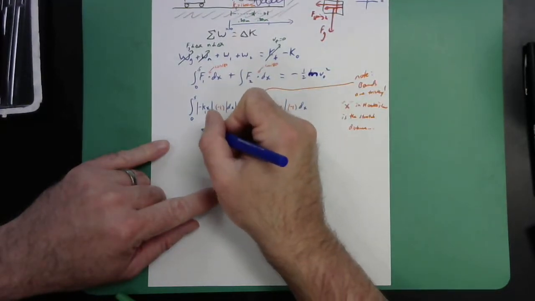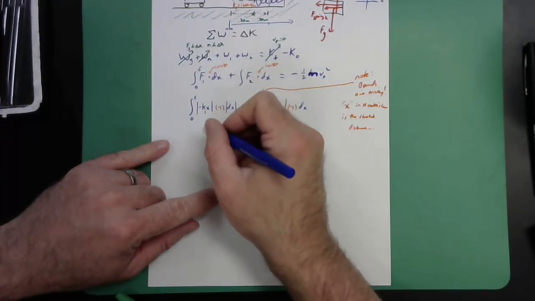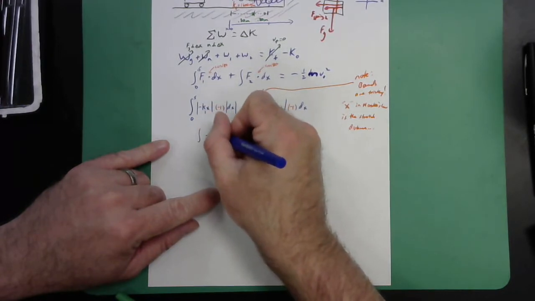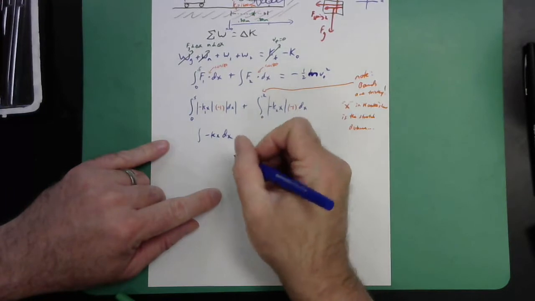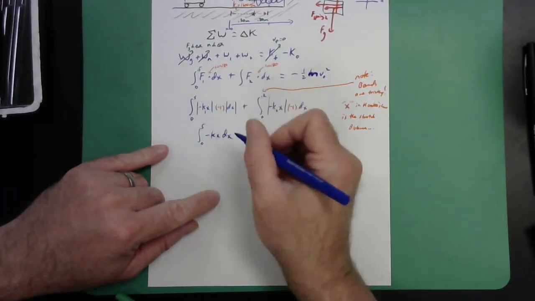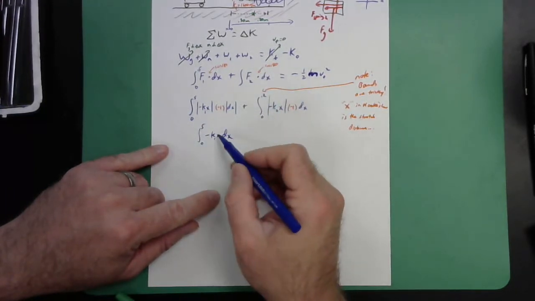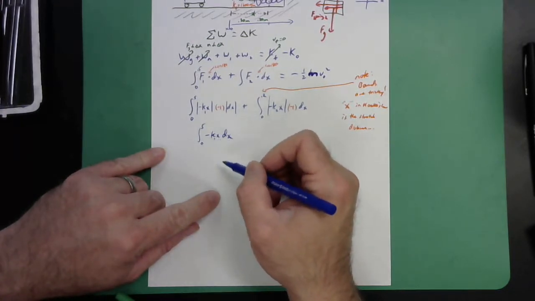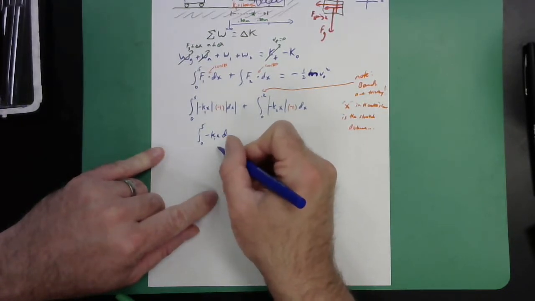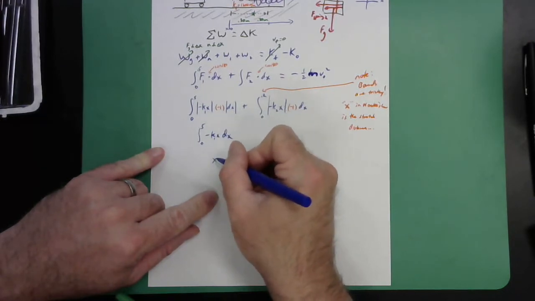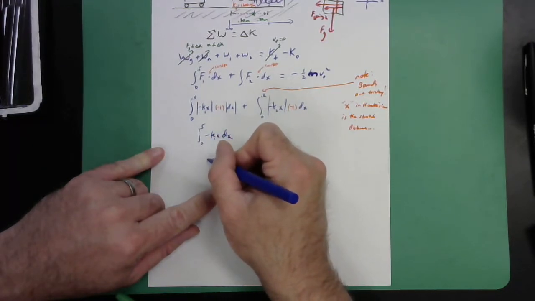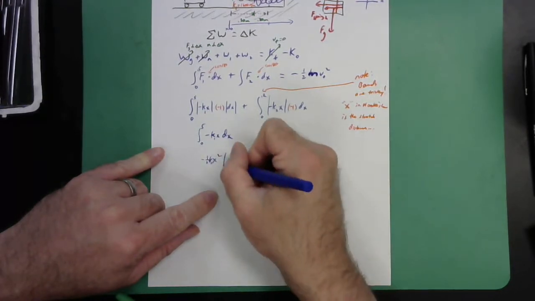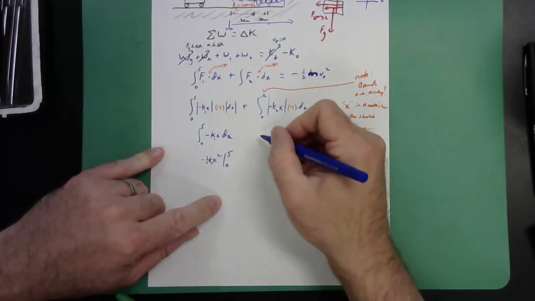So I'm just going to integrate negative kx dx. This negative is from this, not from this. k is a constant, and if I take an integral, I'm doing a derivative in reverse. This would have been a 1/2 x squared, and then times a k. So 1/2 k1 x squared, evaluated from 0 to 5.